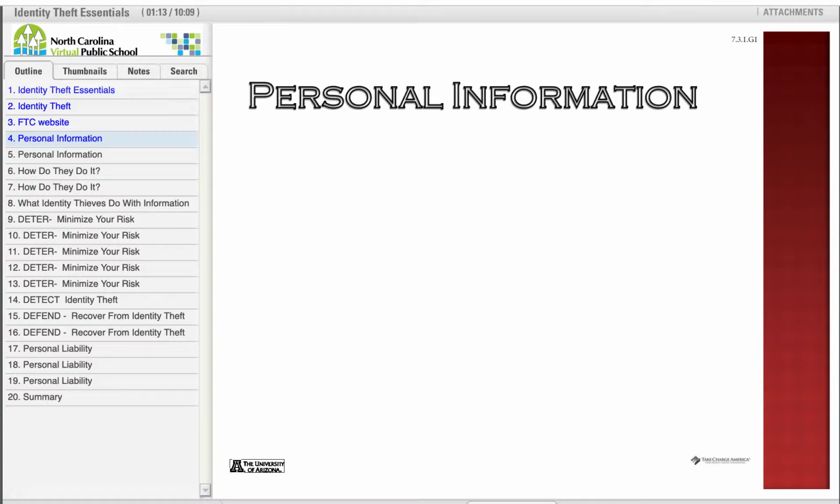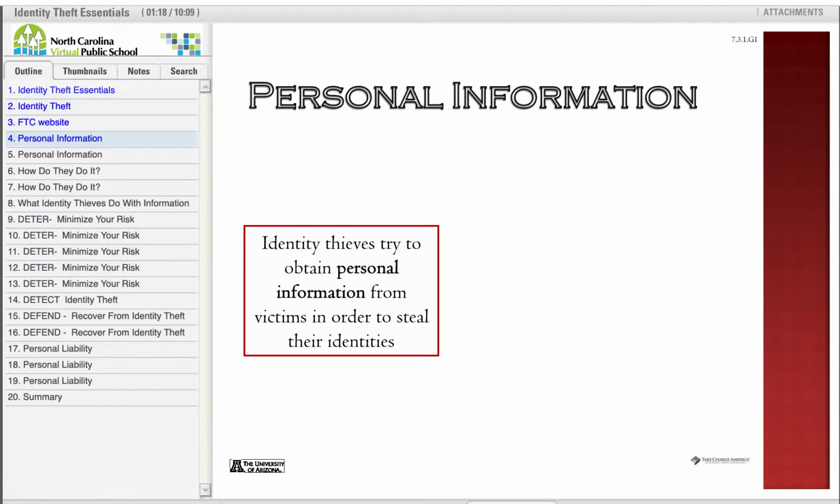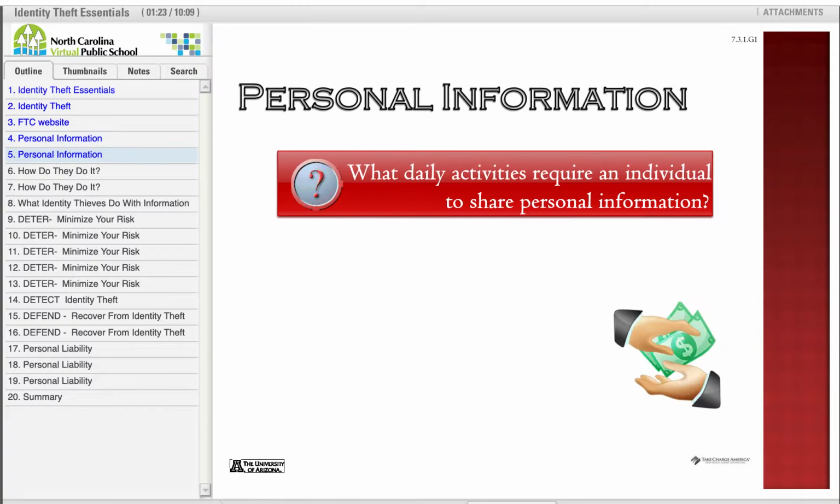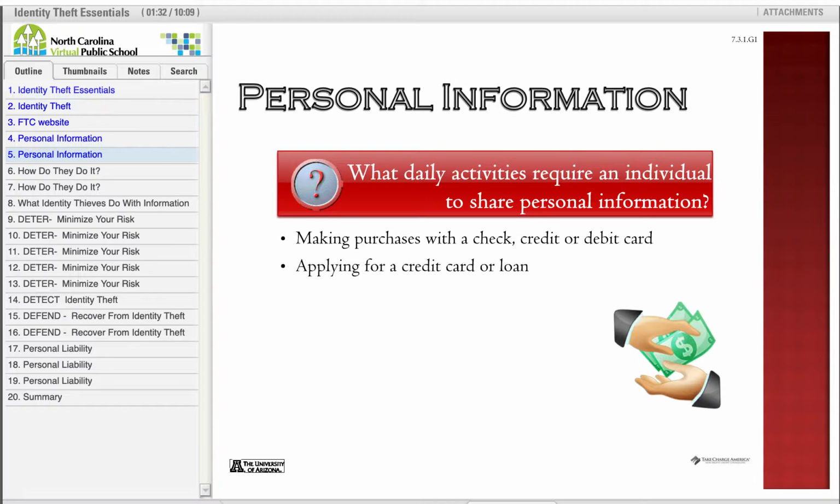Personal information. Identity thieves try to obtain personal information from victims in order to steal their identity. What daily activities require an individual to share personal information? Here are some examples: making purchases with a check, credit, or debit card, applying for a credit card or loan, online or telephone shopping, paying bills through the mail or online, going to the doctor.